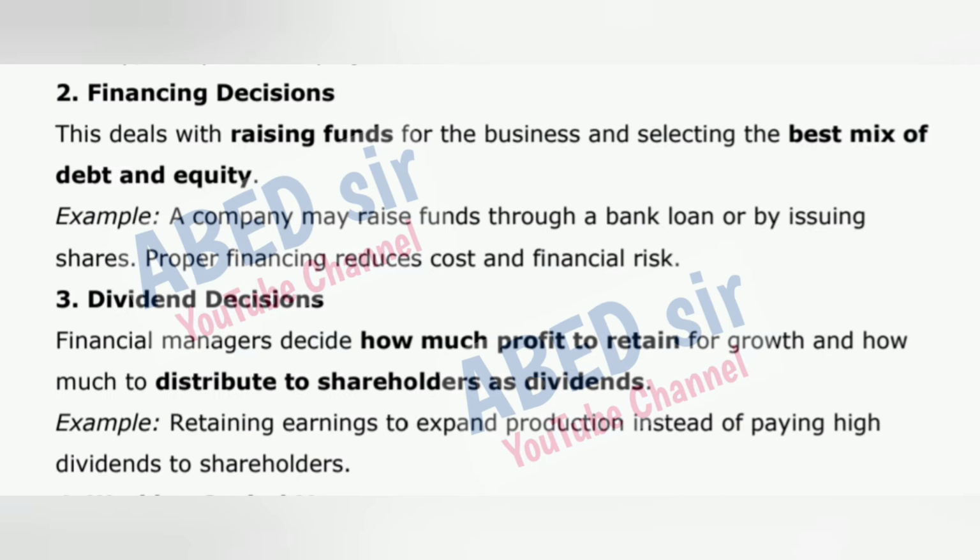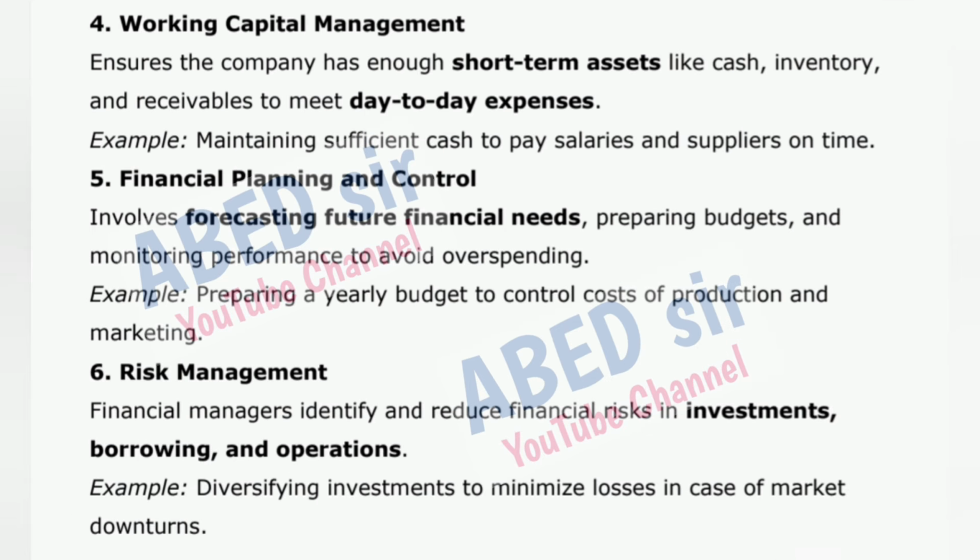3. Dividend decisions. Financial managers decide how much profit to retain for growth and how much to distribute to shareholders as dividends. Example, retaining earnings to expand production instead of paying high dividends to shareholders. 4. Working capital management. Ensures the company has enough short-term assets like cash, inventory, and receivables to meet day-to-day expenses. Example, maintaining sufficient cash to pay salaries and suppliers on time.